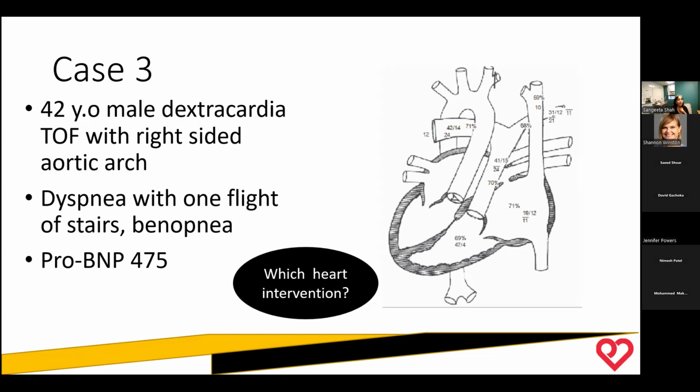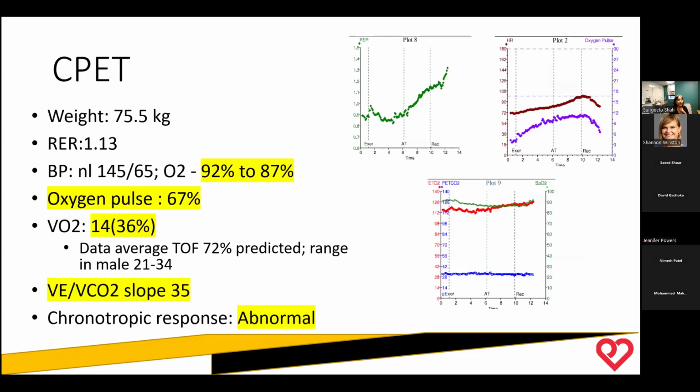His pro-BNP is 475. And so what we know, I'm going to show you, his baseline CPET showed a weight of 75 kilos. RER was pretty good. So I'm showing you patients with good RERs. They're pretty good effort for us. Here's your slope. He had a good blood pressure response.